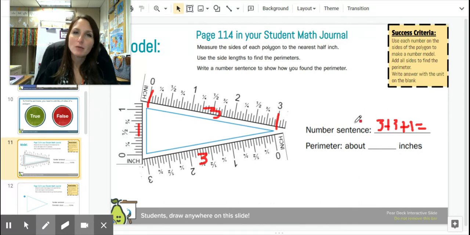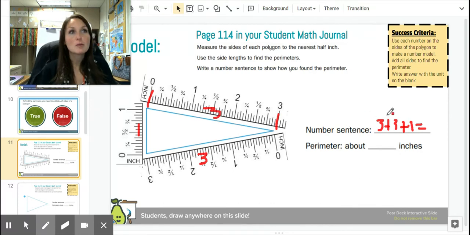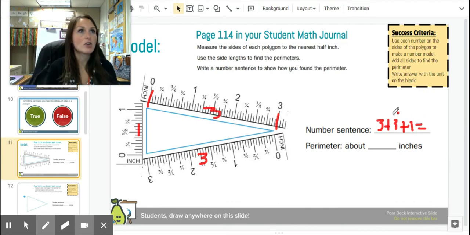Now, does it have to be in that order? No, it could also be 1 plus 3 plus 3, or it could be 3 plus 1 plus 3, right? Any of those orders is fine, as long as it's these 3 numbers. Okay, so this would be 3 plus 3 is 6, plus 1 is 7. So my perimeter is about 7 inches, right? You just have to add up all the sides.